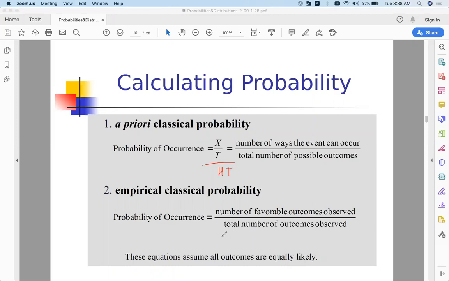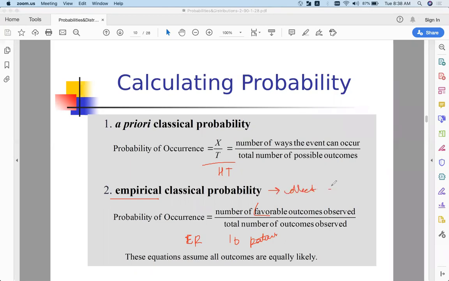But in the case of the ER example, which is the emergency room, I had to see what the favorable outcomes were. So favorable outcomes was exactly 10 patients, etc. So all those things, right? So this is your empirical classical probability. In this case, you generally collect the data.